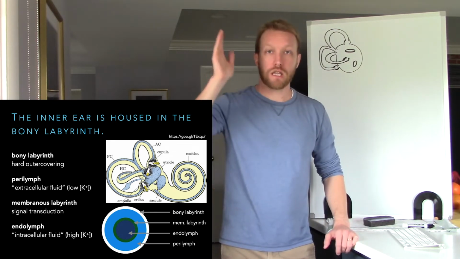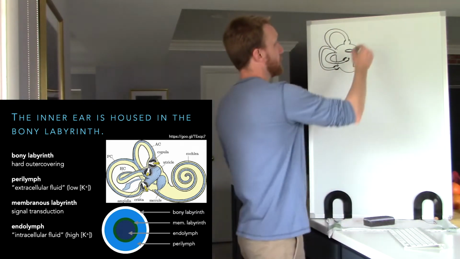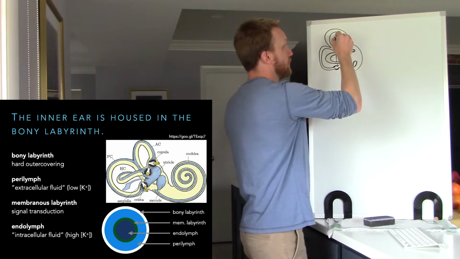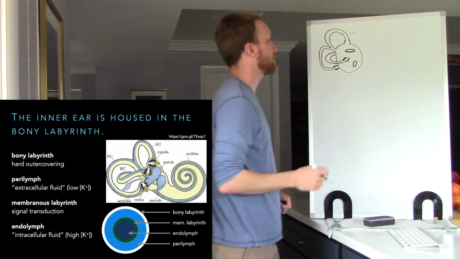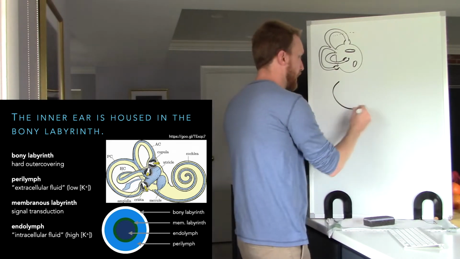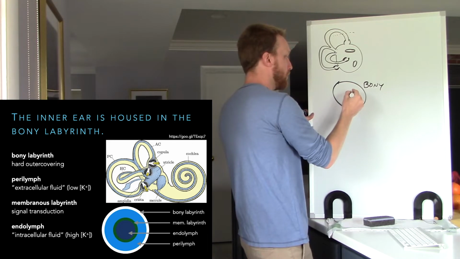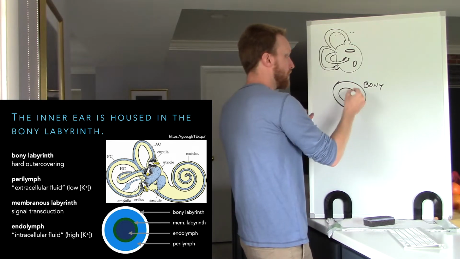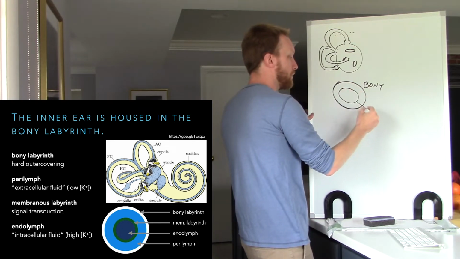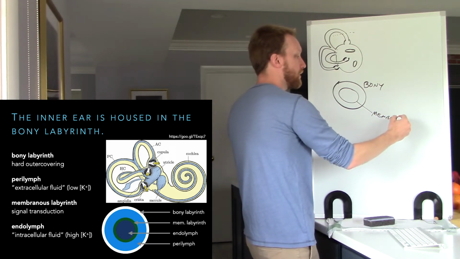Now if you were to just slice through, you'll see the cartoon on the bottom there. So the outer covering, let's say we just do a cross section through one of these semicircular canals or the vestibule, doesn't really matter. They're all basically the same. You have your outer bony labyrinth. That's going to be made of bone. Then you have your more delicate membranous labyrinth here. This is where the magic happens.